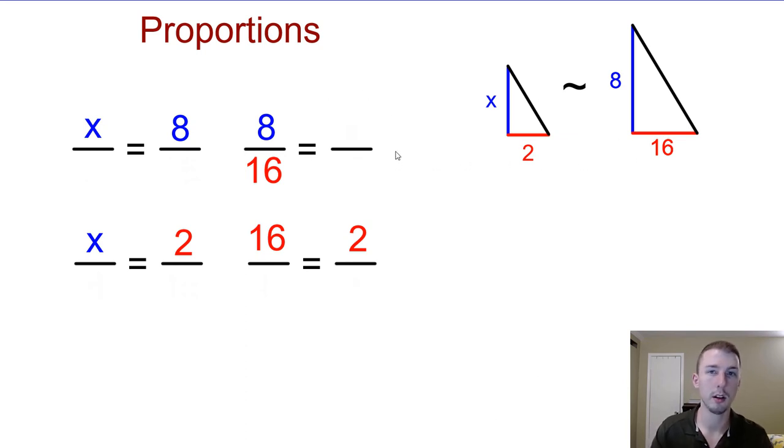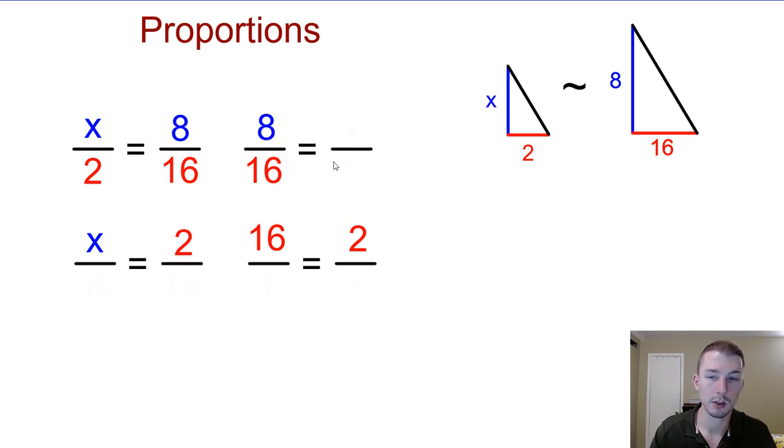So let's just kind of see all the different ways. So x goes to 8, just as 2 goes to 16. That would be legit. And if we cross multiply, we'll get 16 is equal to 16x, so x is equal to 1. Okay, so surely that's fine.